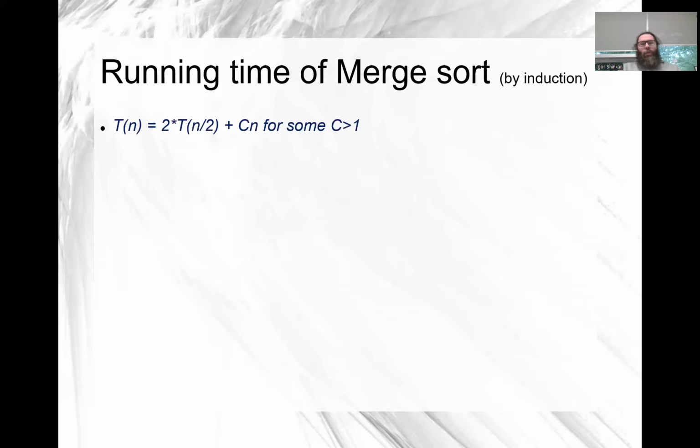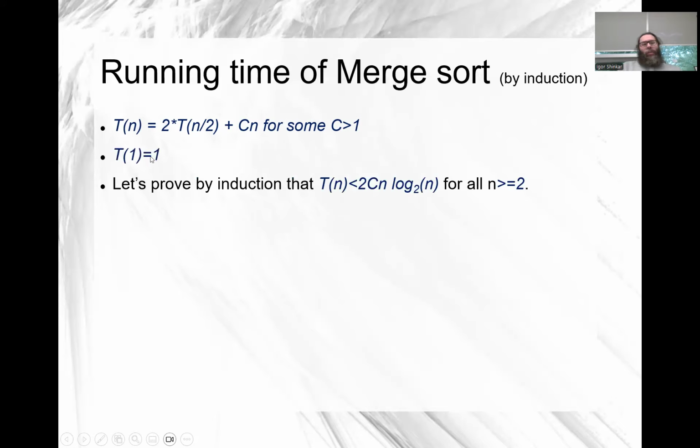So here is how it goes. The proof will be by induction. So suppose T of n is 2 times T of n over 2, these are the two recursive calls, plus C times n. And let's say T of 1 is just 1. And we'll prove by induction that T of n is at most, if this is our constant C, maybe C is like 3 or 4 or something, then T of n is at most 2 times C n log n for all n greater than or equal to 2. Okay, that's the claim, and we'll prove it by induction.